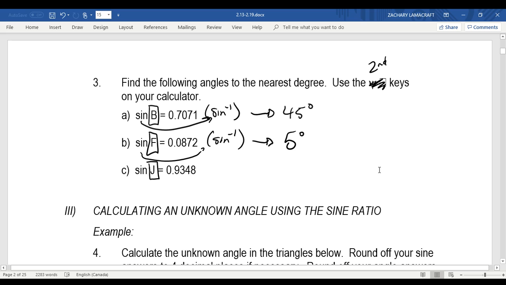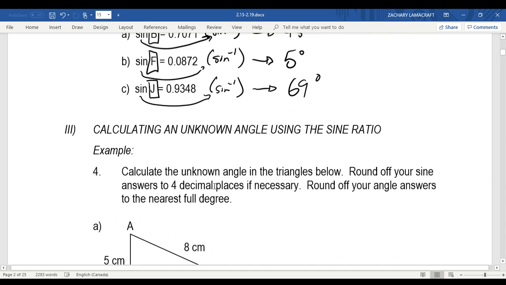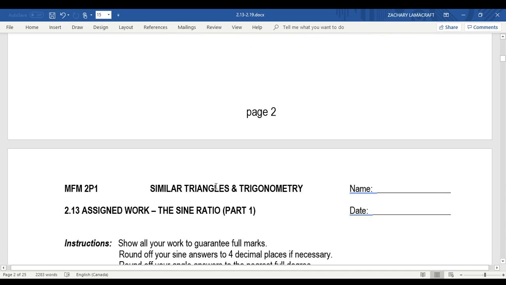And the last one, we're going to do that same thing. What do we get? 69 degrees. Any issues with that whatsoever? Please, if you guys are not getting it or your calculator is being funky or something, let us know, right? Okay. What we got left?